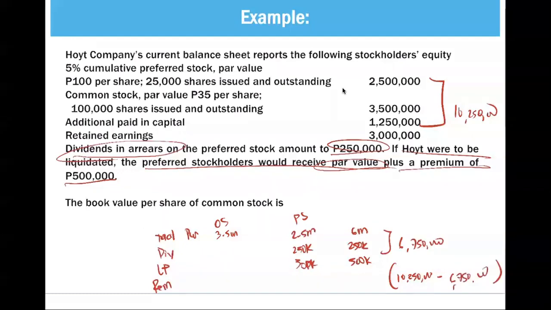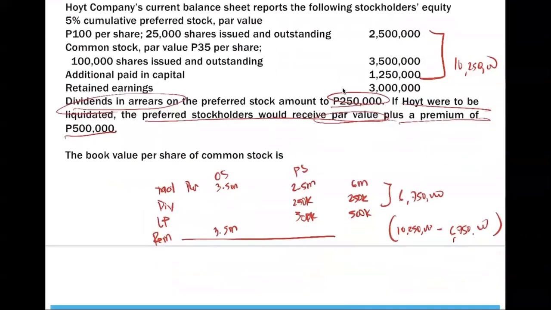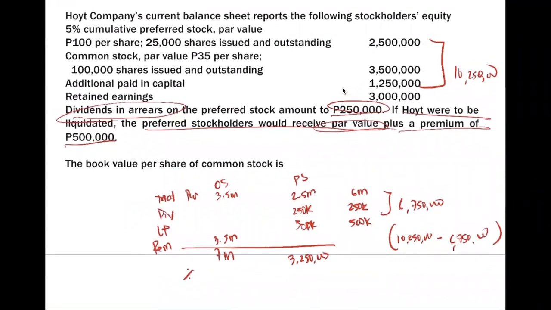So we have 10.25 less 6,750,000. We have 3.5 million. So total of 7 million. Then we have here 3,250,000 divided by the number of shares. So how many shares are outstanding in your ordinary shares? 100,000 shares. 7 million divided by 100,000 shares. So our answer here is 70 per share.